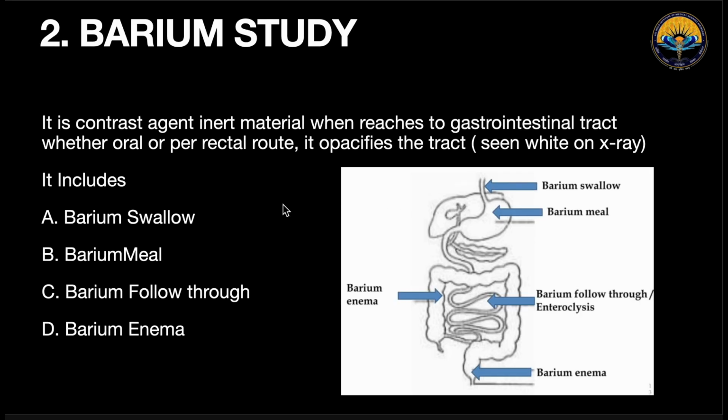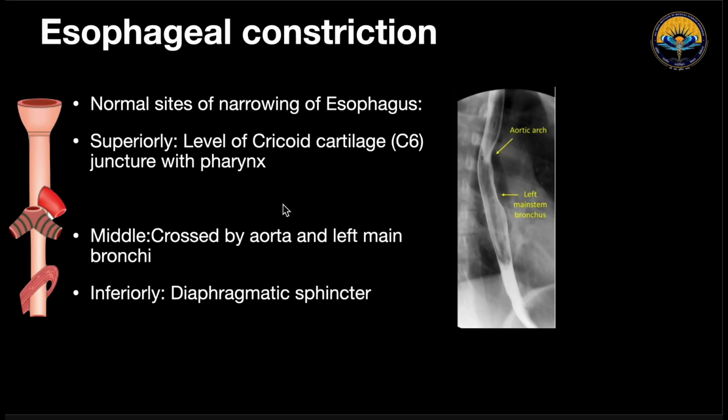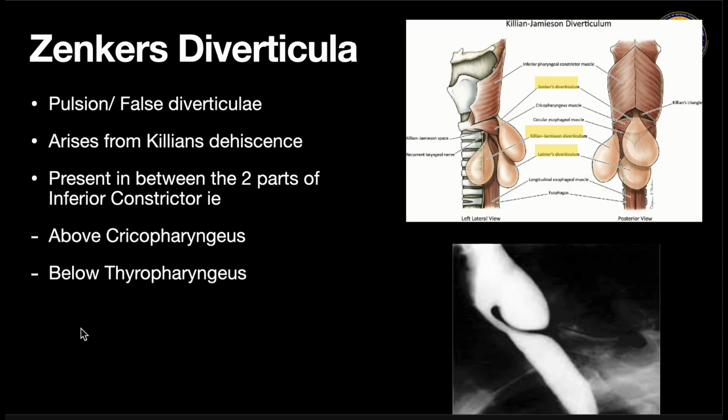Now starting with the barium study, it will include barium swallow, barium meal, barium follow through and barium enema. Starting with the barium swallow, we ask the patient to swallow the barium suspension, and then immediately fluoroscopy images are taken. The barium swallow is used to visualize the cricopharynx, esophagus and the gastroesophageal junction. The normal constrictions of the esophagus are superiorly at the level of the cricopharyngeal junction with the pharynx, in the middle where it's crossed by the arch of aorta or the left main bronchus, and inferiorly by the diaphragmatic sphincter.